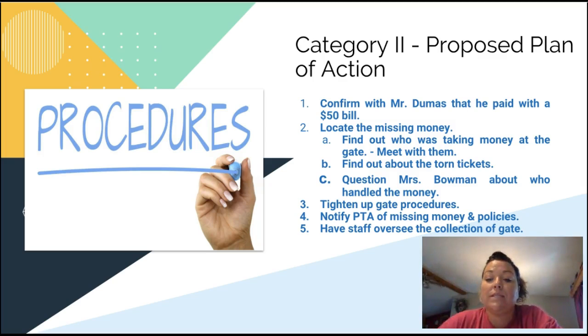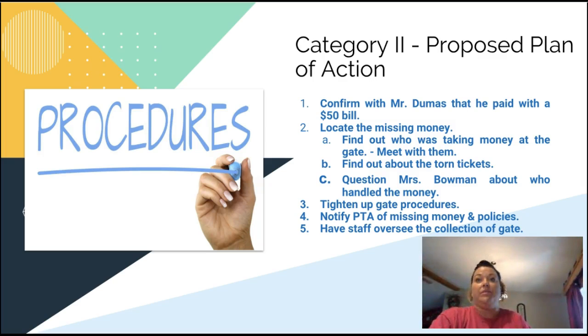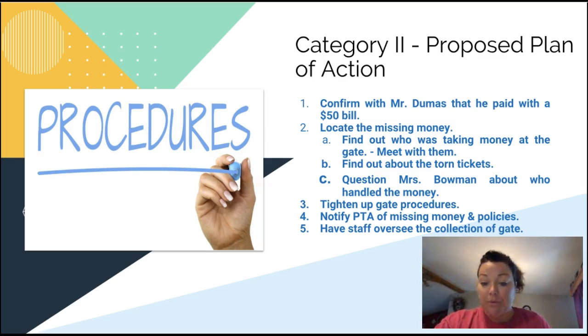Again, I would find out who was taking money at the gate. Who are the people that were working at the gate? And I would meet with them and talk to them about the procedures, the torn tickets, or what was wrong with the tickets, where did the torn tickets go, because I think that's an important piece of the puzzle. If there really were tickets missing, let's find out why, if we threw those away, etc., and who was handling the money from the people coming in the gate and then the people reporting the money. So kind of follow the trail of money and talk to all of those people.